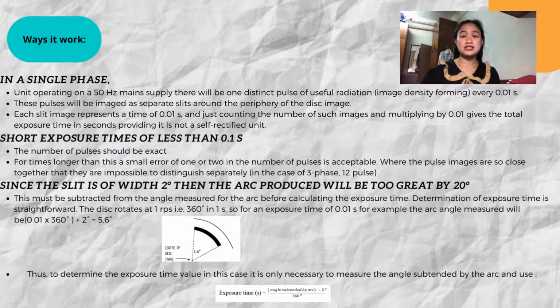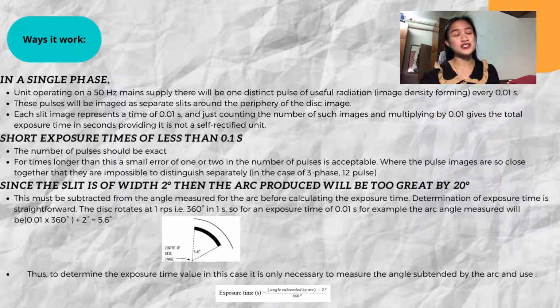Since the slit is of width 2 degrees, the arc produced will be 2 degrees wider. This must be subtracted from the angle measured for the arc before calculating the exposure time. Determination of exposure time is straightforward.